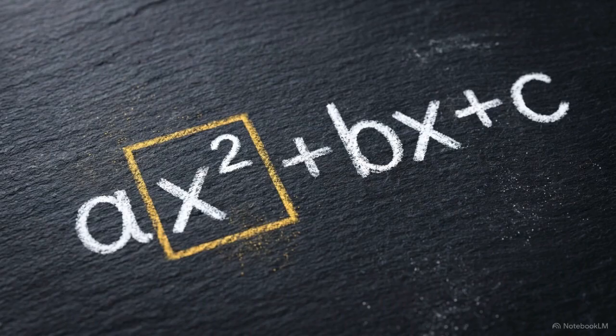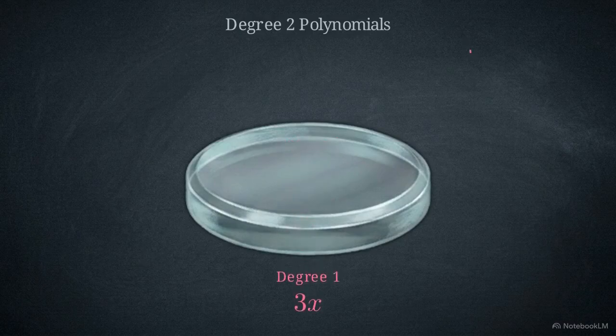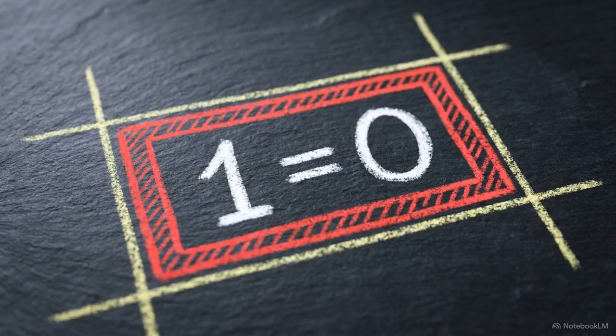We see a similar failure in the set of all polynomials of exactly degree 2. If we add x squared plus 2x to negative x squared plus x, the quadratic terms cancel. The result is 3x. Because this is a first-degree polynomial, it has exited the set of second-degree polynomials, violating closure. Without closure, the algebraic structure is inconsistent. We lose the ability to apply theorems because our operations can lead to results the set cannot contain.